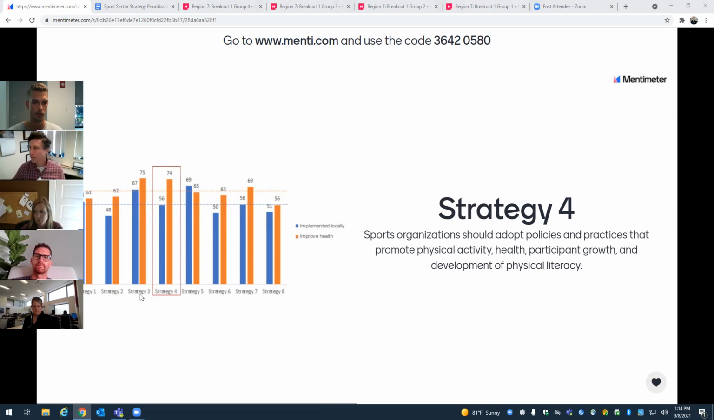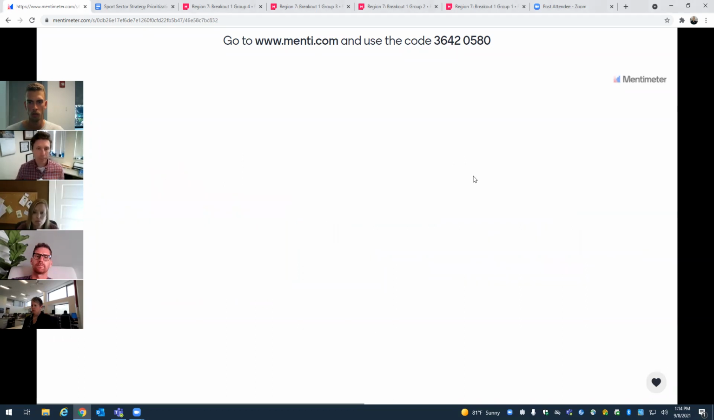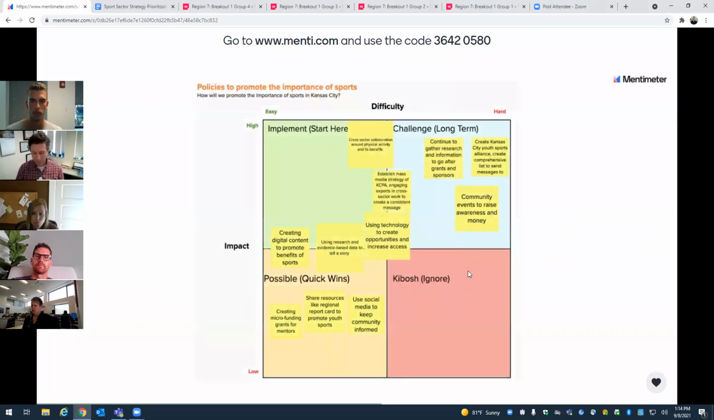So it was right up there with strategy 3 as the highest to improve health, maybe a little bit more difficult to be implemented locally, but that's why we're talking about it. We can gain a little bit of insight from the conversation that we had in the National Youth Sports Strategy Kansas City meeting. And this will just be some thought stimulating ideas.